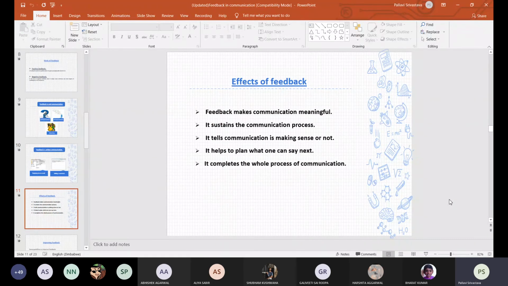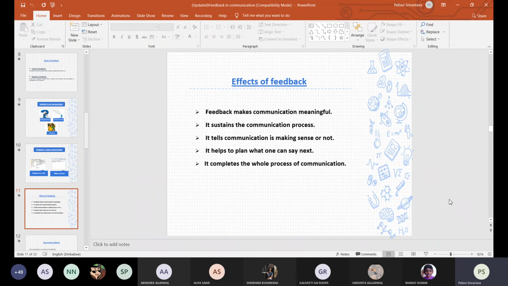So finally, this is the last slide we are going to discuss today. Effects of feedback. Feedback makes communication meaningful. We have seen it quite closely now, that if there is lack of feedback, we do not get the meaning. So if you want to get better understanding of your message, it is better to receive and give feedback. Second is, it sustains the communication process. Our next message generally is based on what we have received from the other person.